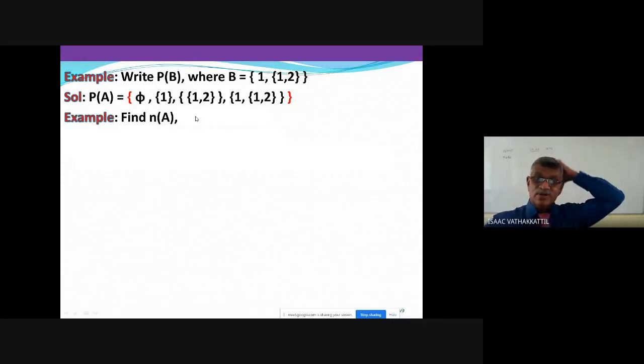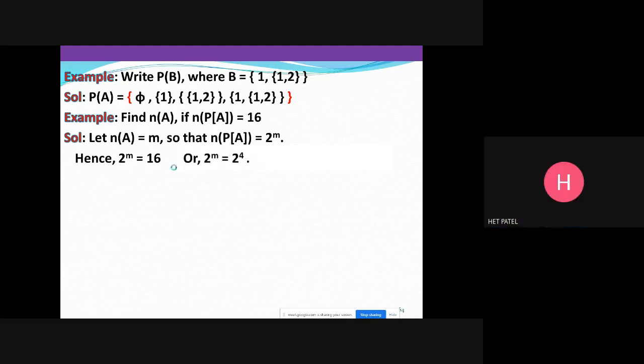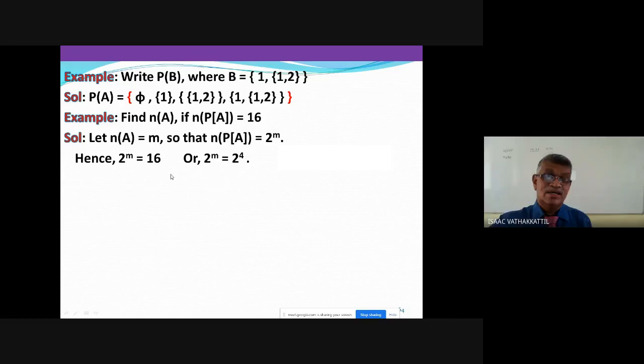Now if I give that the power set of A has 16 elements, can you tell me how many elements A has? Suppose the number of elements of A is m. The number of elements of the power set of A will be 2 raised to m, and that is given to be 16. Okay, 4. 2 raised to 4 is 16. We will encounter more problems, but get practice. 2 raised to m equals 16, that means m equals 4. There are 4 elements, then only we can have 16 elements.